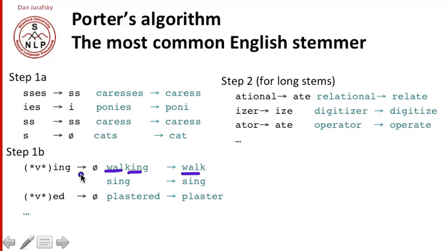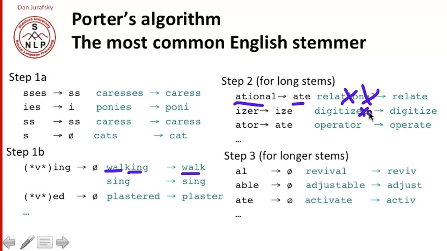And there's lots of other such rules. So ational turns into ate, so we can cross off the al of relational and the ion and end up with relate, and izer to ize, and so we cross off the r, and so on. And the rules get even more complicated. So as you get to very long stems, you're going to remove the al of revival and the able of adjustable and so on.